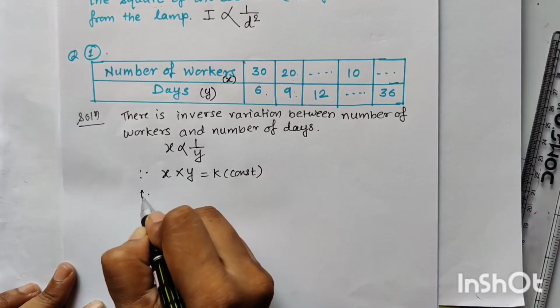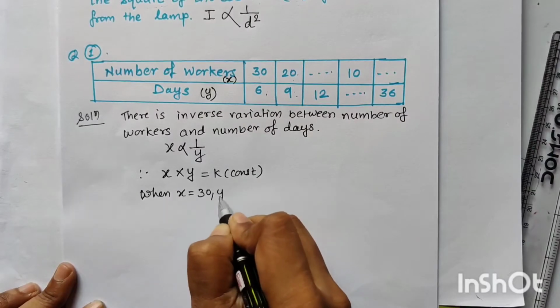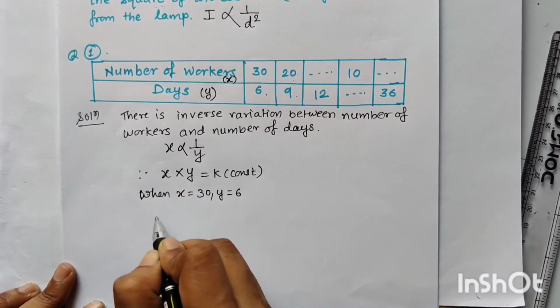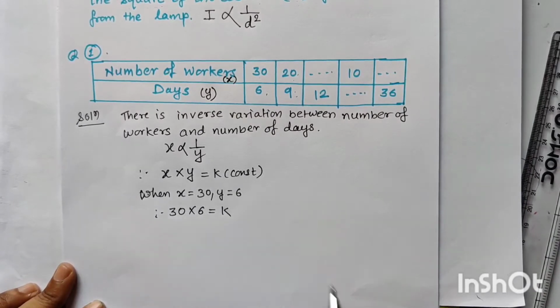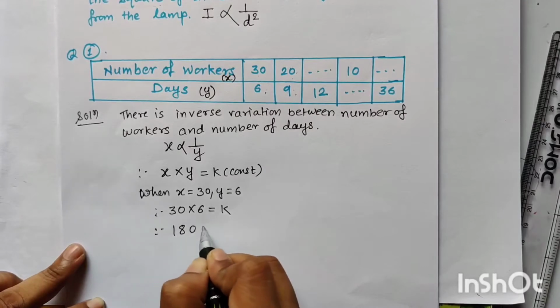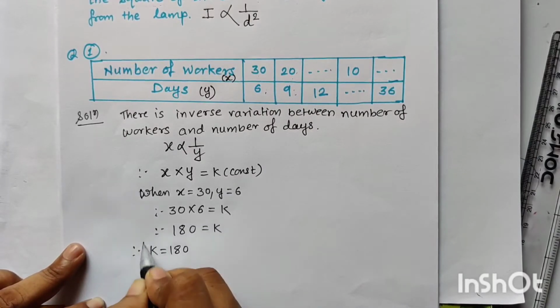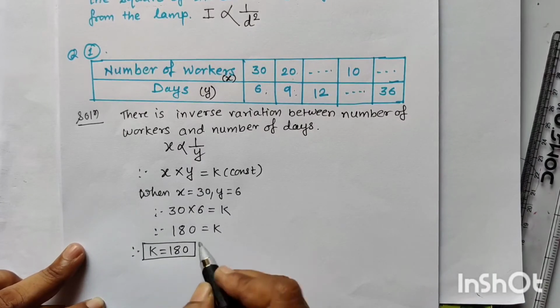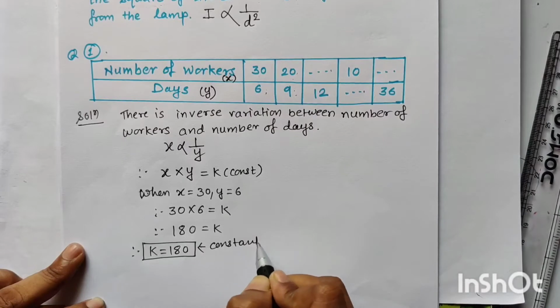For when x is equal to 30, y is equal to 6. So put the values here. Therefore 30 into 6 is equal to k. 6 3s are 18, so 180 is equal to k. So k is equal to 180, which is the constant of variation. Immediately after getting the value of k, we have to write it as the constant of variation.